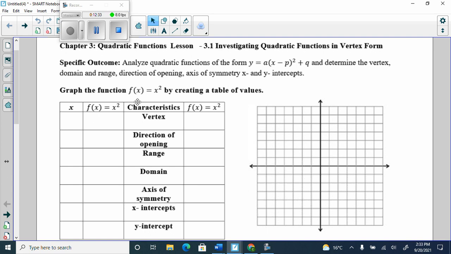So what we're going to do here is we're going to analyze quadratic functions of the form y equals a, x minus p squared plus q, which looks confusing. It's not. And determine the vertex, domain, range, direction of opening, axis of symmetry, x and y intercepts.